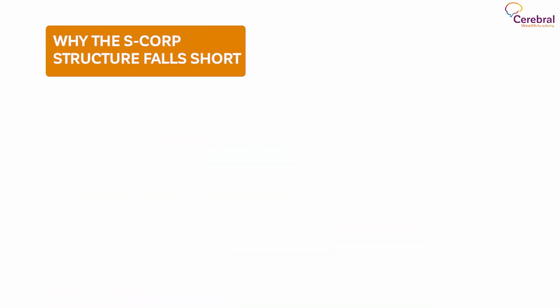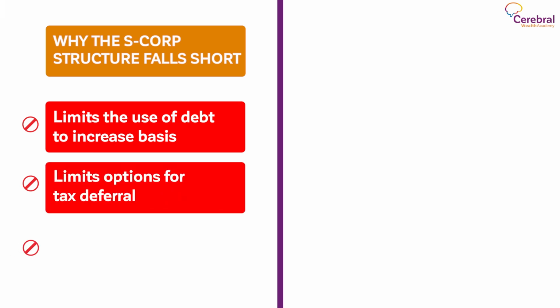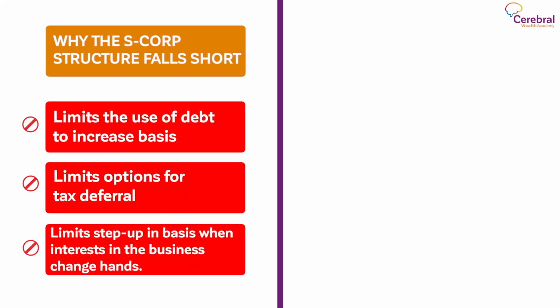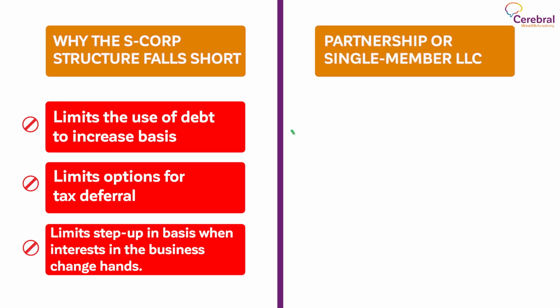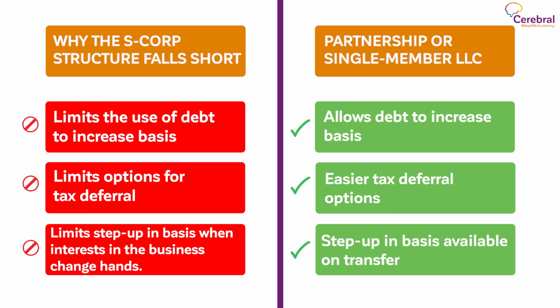So now you know why organizing your real estate interest as an S Corp is not the best strategy. The S Corp structure limits the use of debt to increase basis, limits options for tax deferral, and limits step up in basis when interest in the business changes hands. So what are the best options for real estate? A simple single-member LLC or partnership is the best answer to avoid a lot of these S Corp problems.